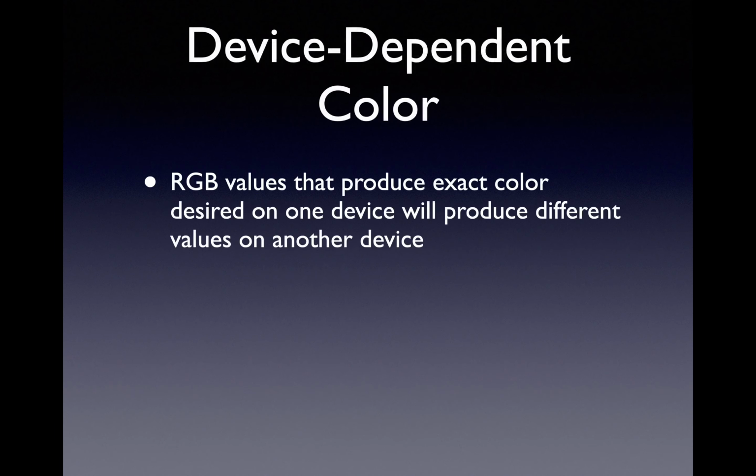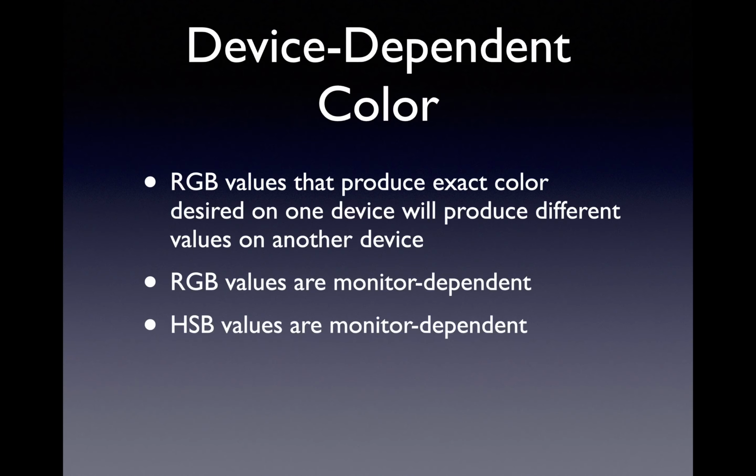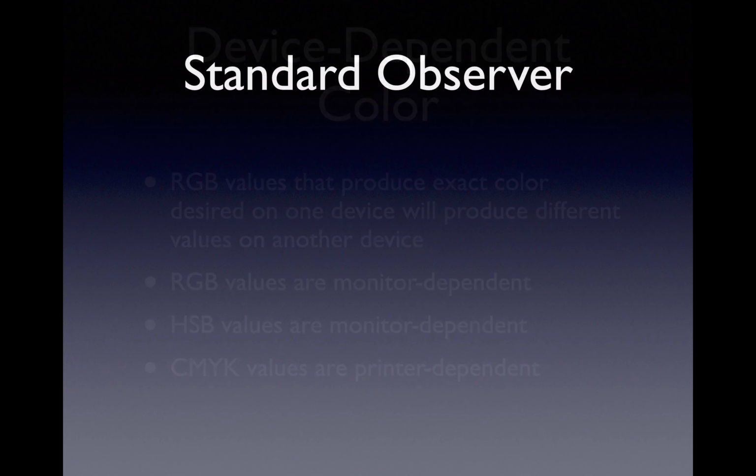So, device-dependent color. RGB values that produce the exact desired color on one device will produce a different value on another device. And you guys have seen it. You go into Best Buy and you look at the wall of televisions and they're all showing the same picture, but they're all slightly different color. You guys are aware of this already. RGB values are monitor dependent. HSB values are also monitor dependent. CMYK values are printer dependent.